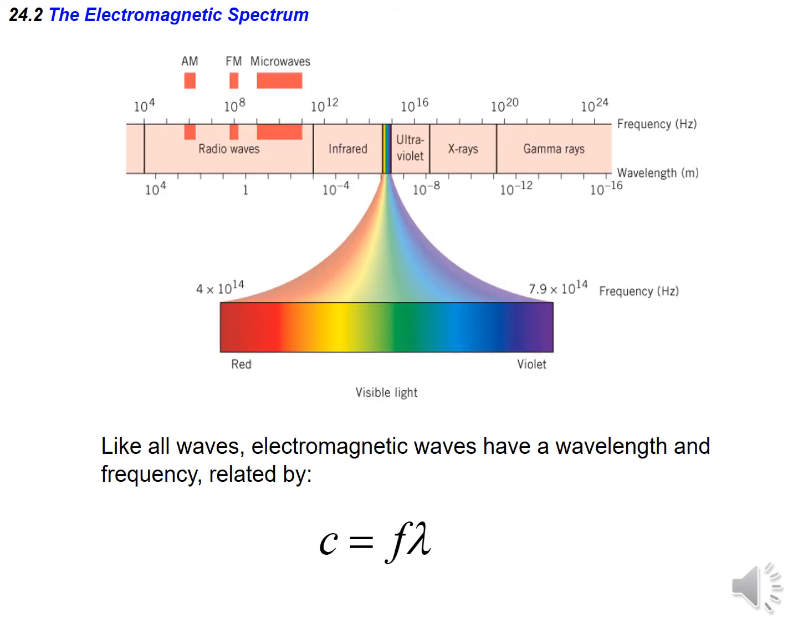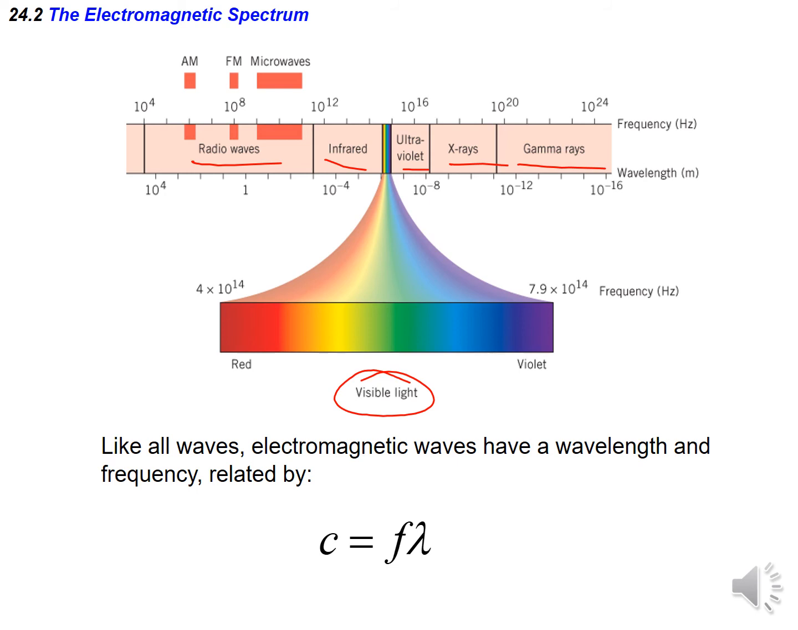Shown here are different examples of waves. We have different wavelengths and different frequencies, depending on, of course, the different electromagnetic waves. And electromagnetic waves can be classified according to wavelength and frequency. So we have the radio waves, infrared, ultraviolet, X-rays, gamma rays, and of course we have the visible light.